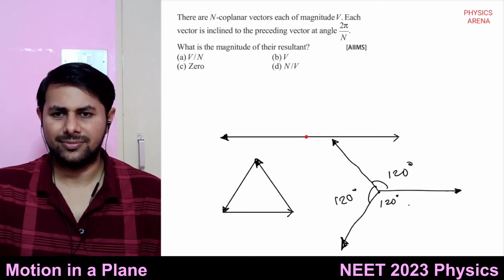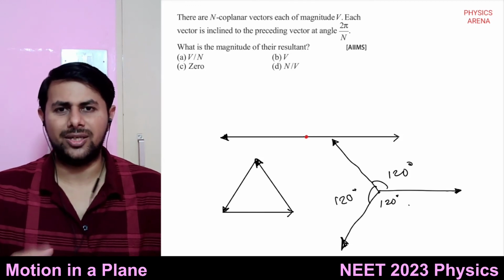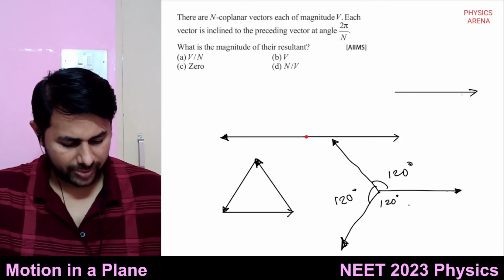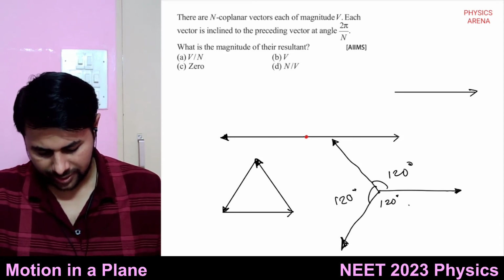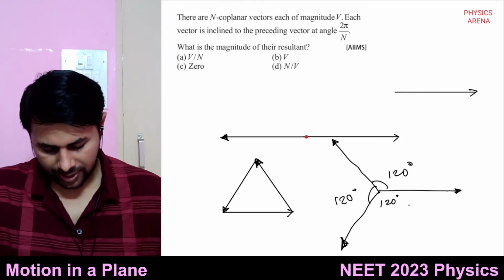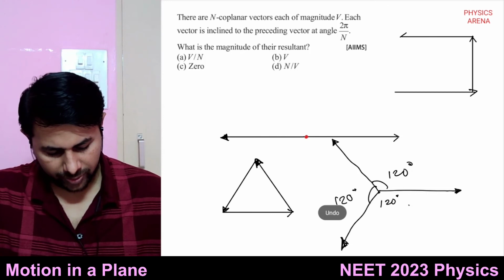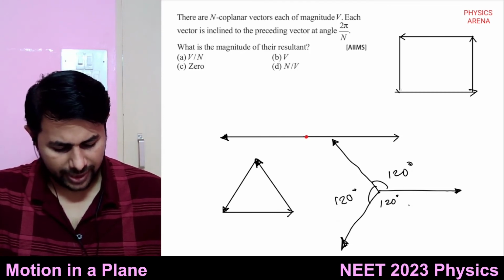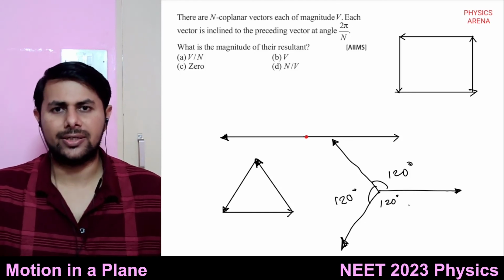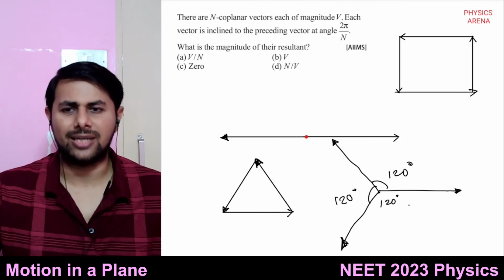Are you getting this? Yes, so the answer of this will be zero. But we don't need to check 3, 4 and 5. You can check one more like this. Let's suppose this is the first vector. The second vector is at 90 degrees with respect to the first vector. How come? If you take 4 vectors, it will be 2 pi divided by 4, that means pi by 2, which is 90 degrees. So first vector, this is the second vector, the third vector will be like this, and the fourth vector, if their lengths are equal, will be like this. So you will arrive at the origin. If the angle between these vectors is 2 pi divided by n, you will always reach the origin when you finish drawing the last vector.